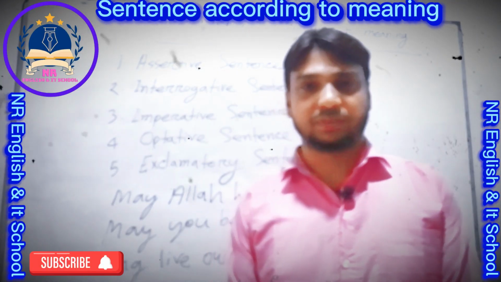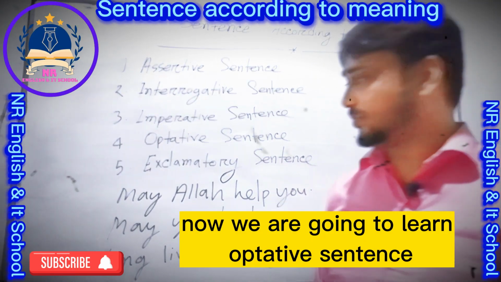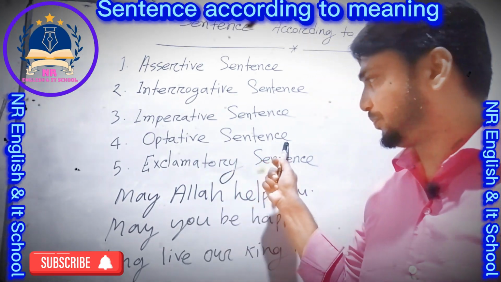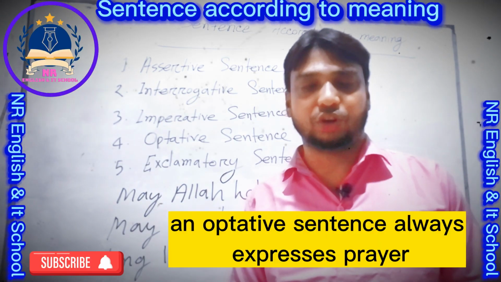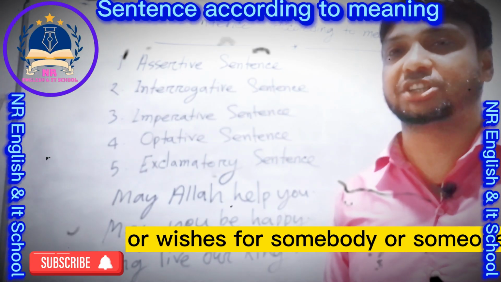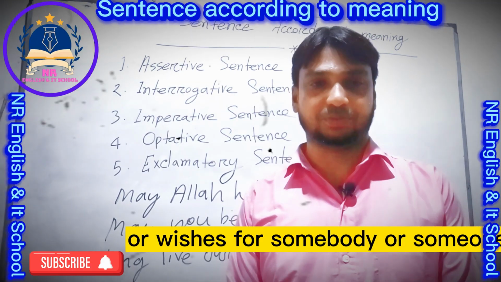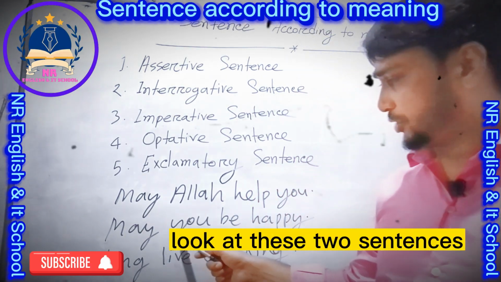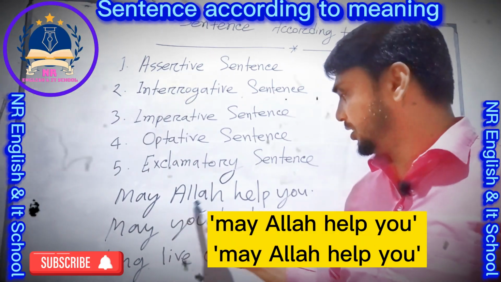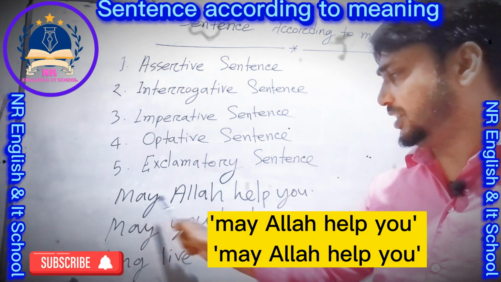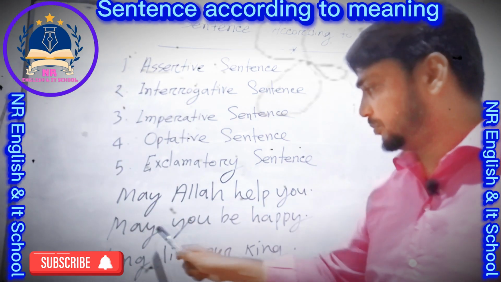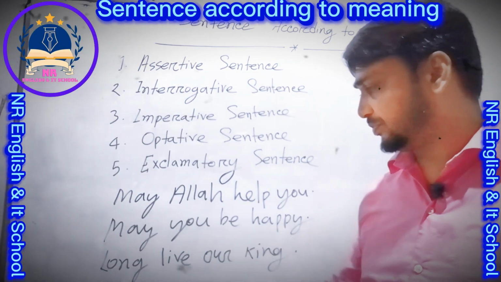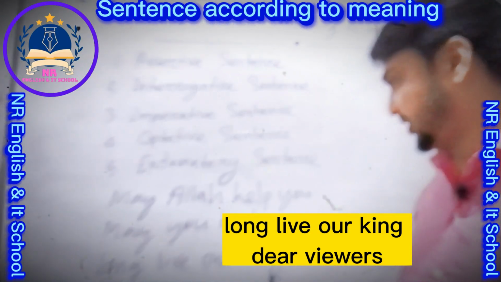Dear viewers, now we are going to learn the optative sentence. An optative sentence always expresses prayer or wishes for somebody. Look at these two sentences. May Allah help you. May you be happy. Long live our king.